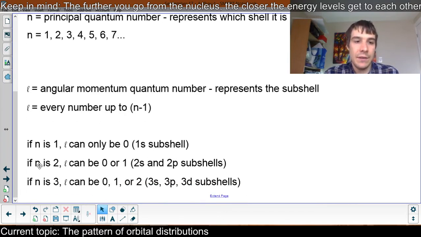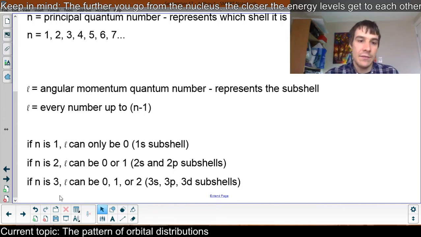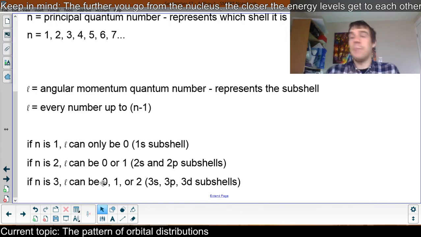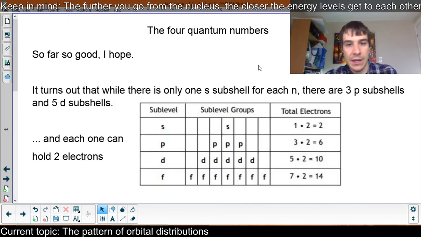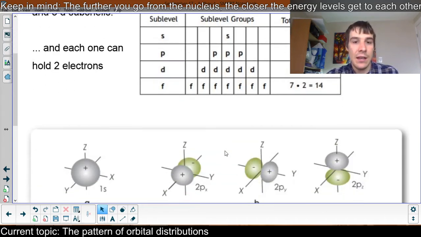Right, and then for number 2, 0 would be the sphere, 1 would be the lump. For 3, you've got 0, which is the sphere, 1, which is the lump, and 2, which is the four-lobed thing, the D subshells. So it's just a way to remember it. And then you've got the 1, 3, 5, 7 pattern, 1, 3, 5, 7.